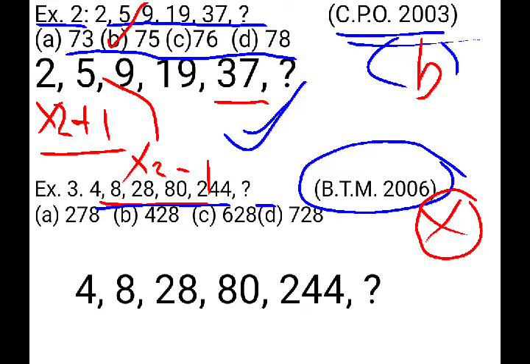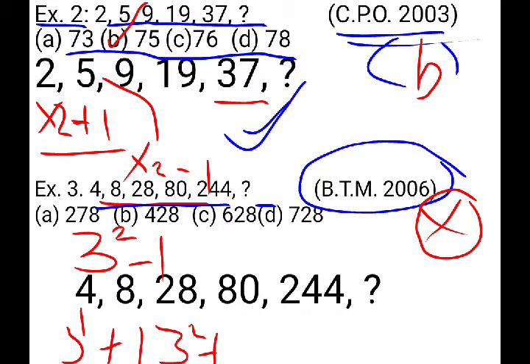Now if you see, first one, 4 is 3 power 1 plus 1. 3 power 1 is 3, plus 1 is 4. Now 8 is 3 square minus 1, that's 9 minus 1. Here 28 is 3 cube plus 1. Means 3 to the power of consecutive number, plus 1, minus 1, plus 1, minus 1. Now this will be 3 to the power of 4 minus 1. This will be 3 to the power of 5 plus 1.